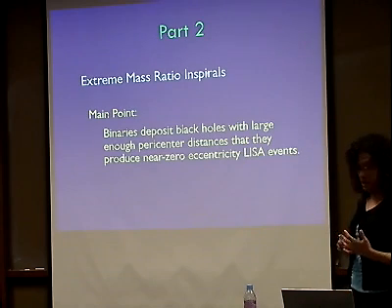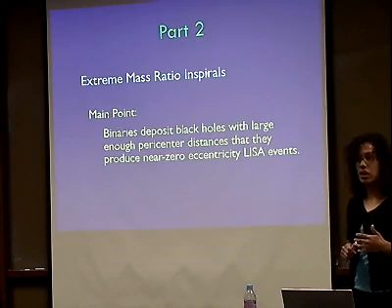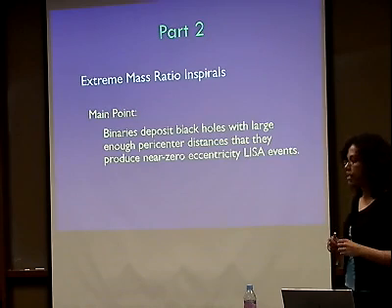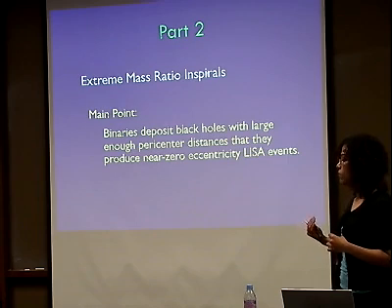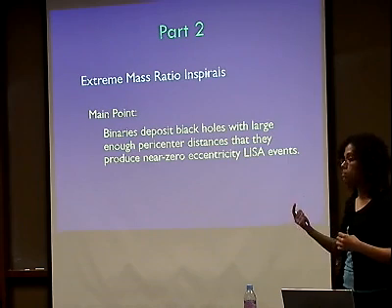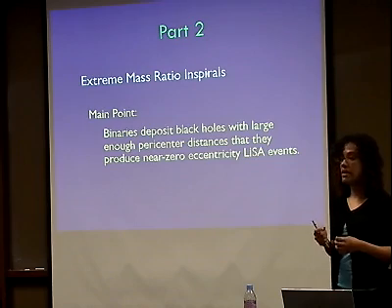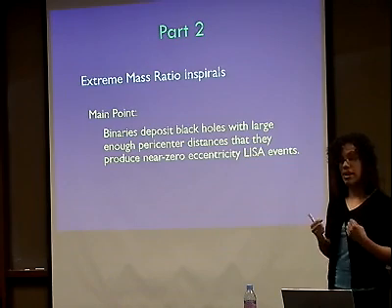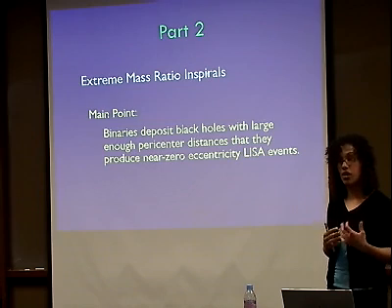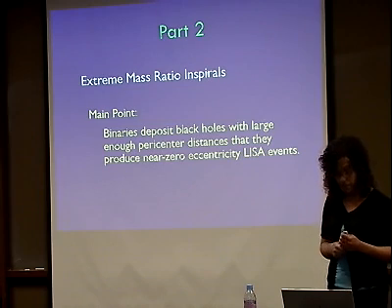The main point here is that binaries will deposit black holes far enough away from the supermassive black hole that they have time to spiral in and circularize, meaning that LISA events formed by the tidal separation of binaries are going to be circular in the sensitivity band.